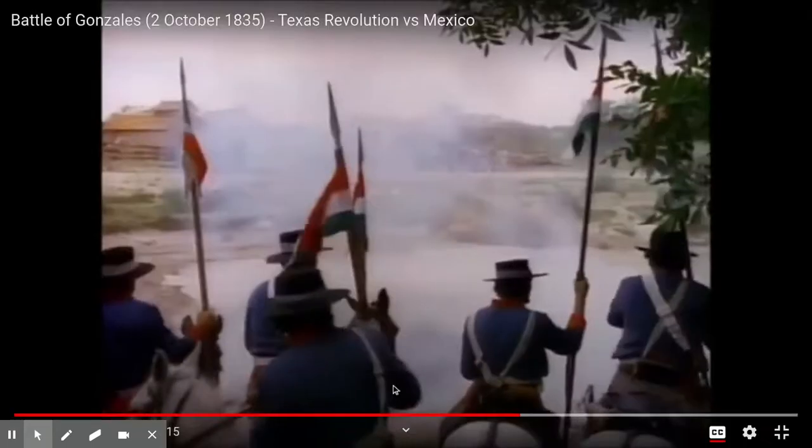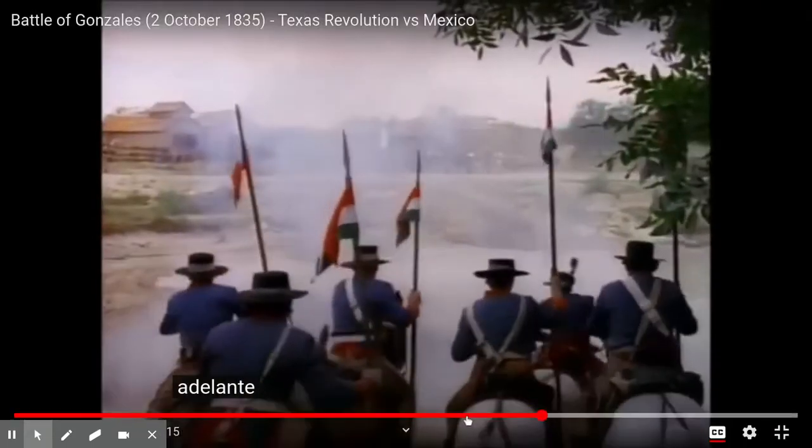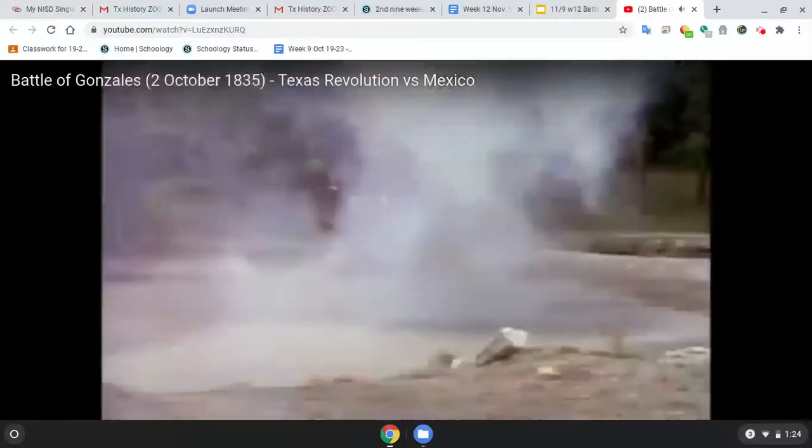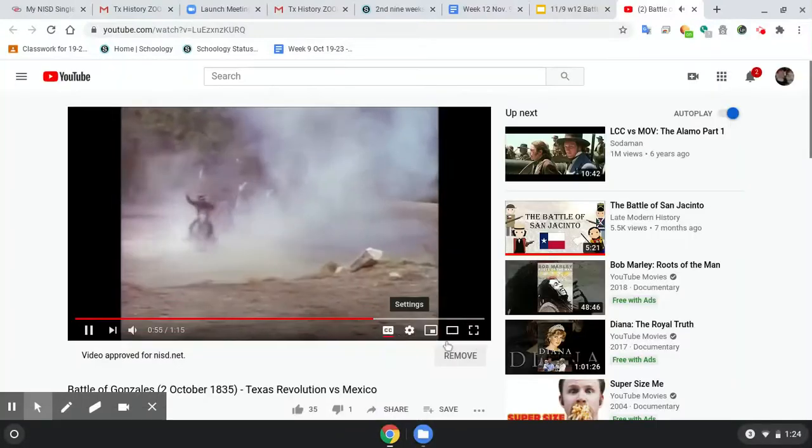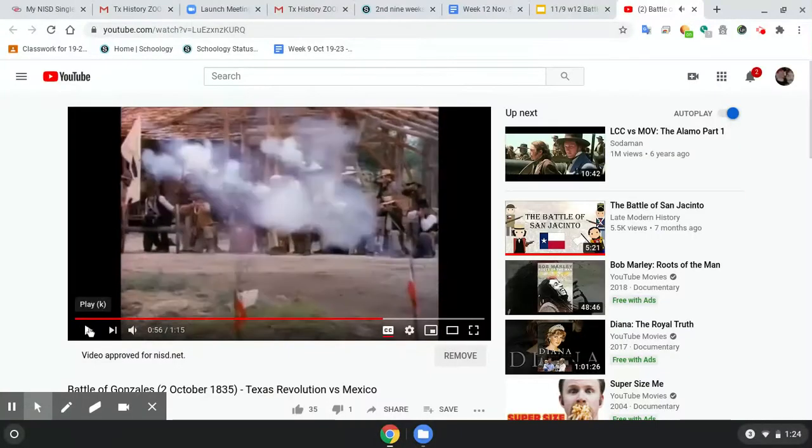So there's the first shots of the Texas Revolution right there. And so whenever there's a link, that's just how you get to it.